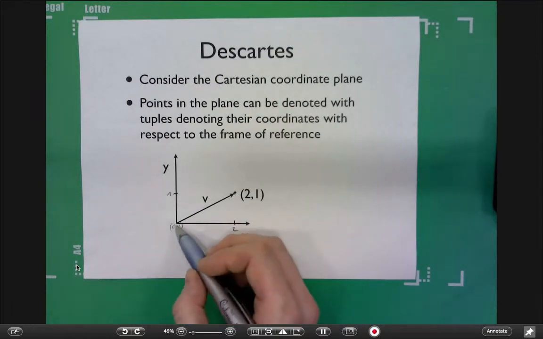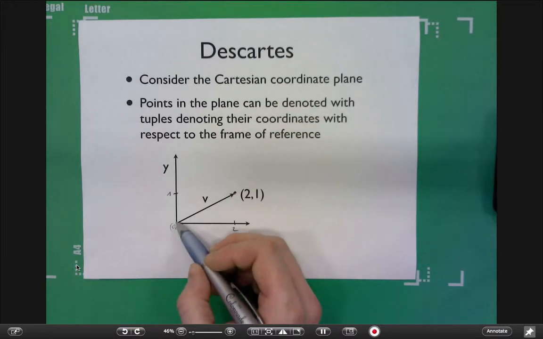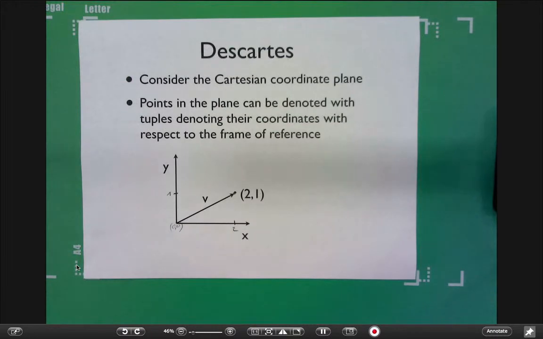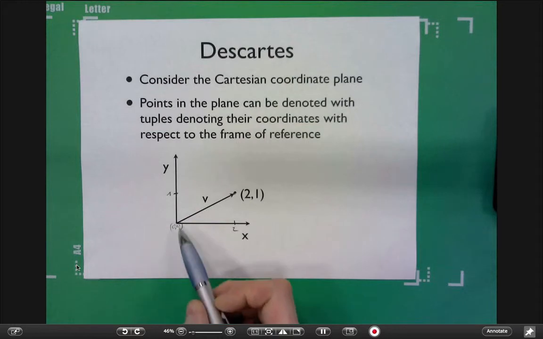And there is also an important thing, the frame of reference. In vector spaces, we always have this (0, 0) element with respect to which everything is expressed. Everything revolves around this zero point.